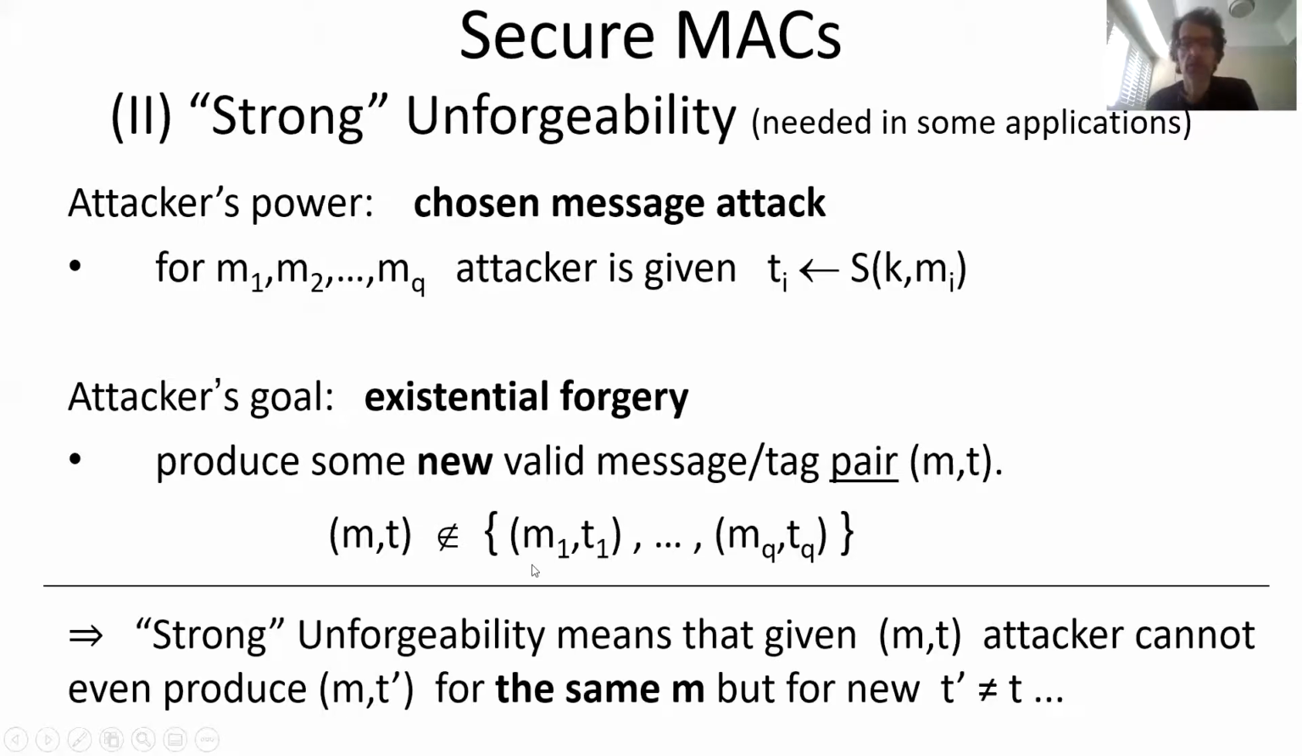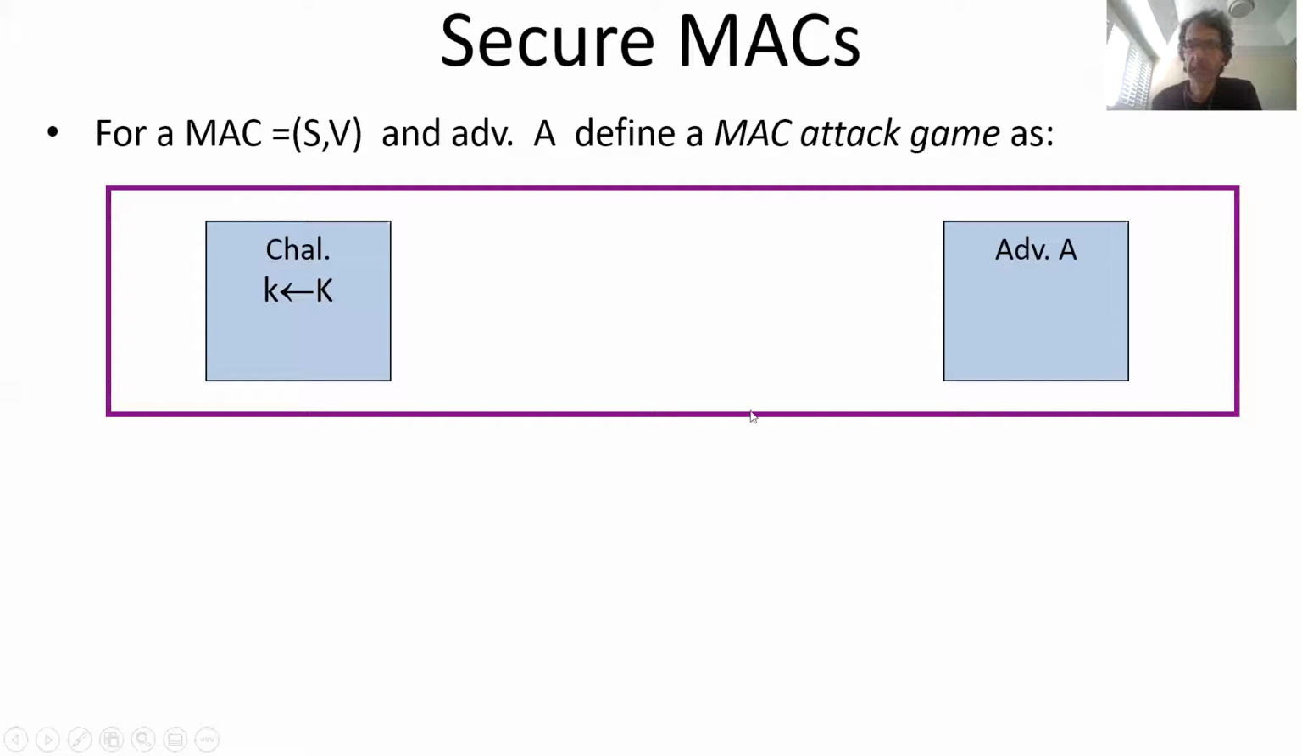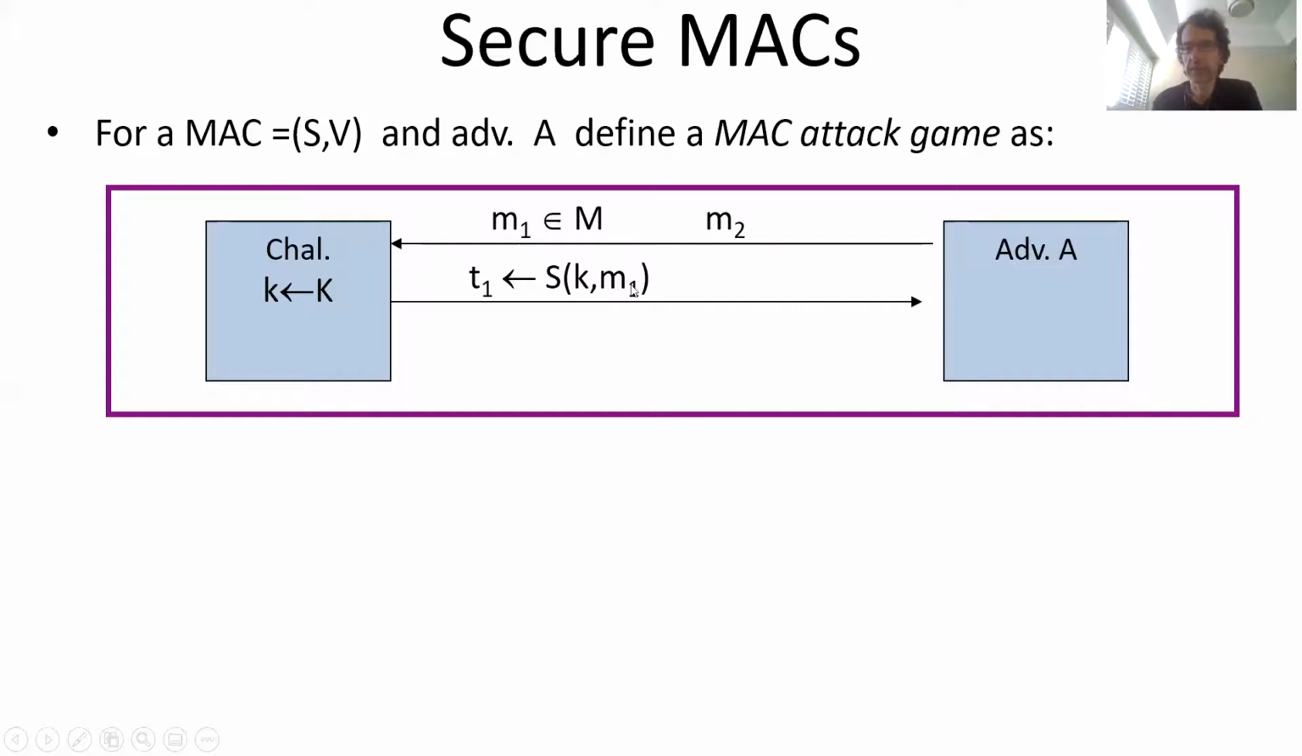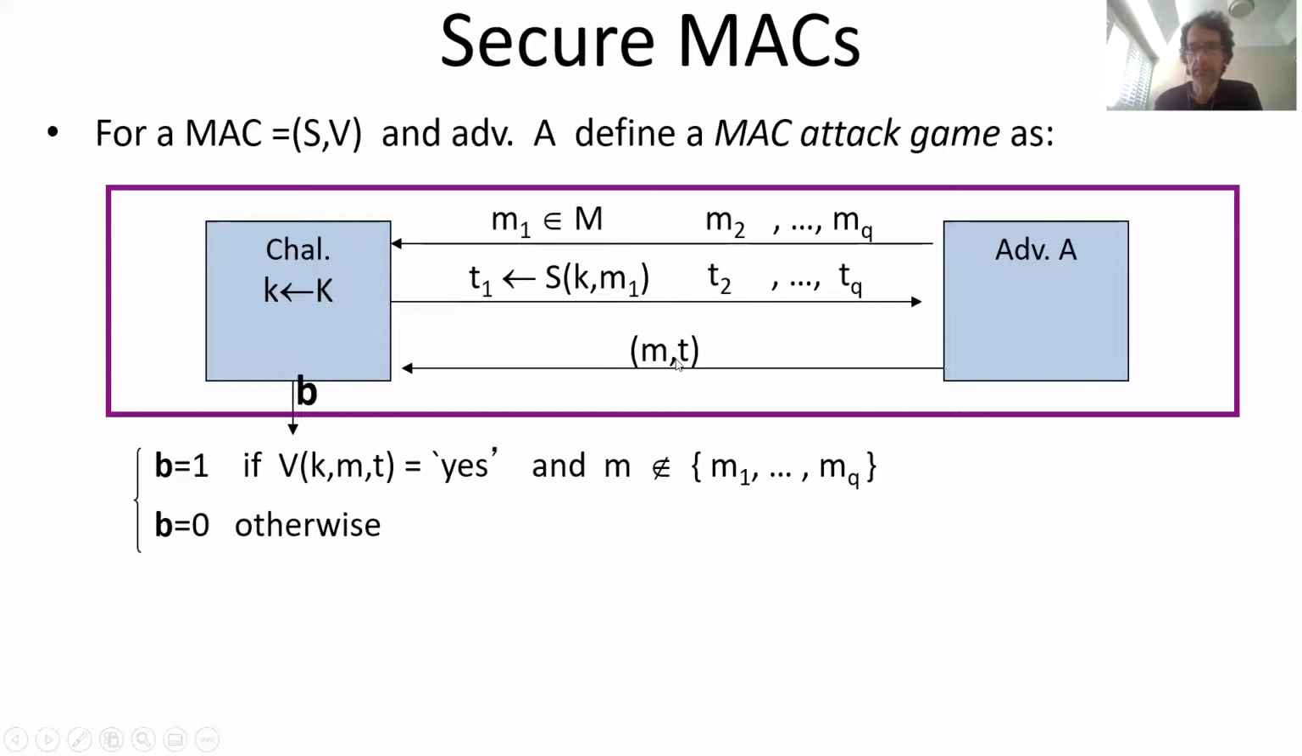Okay, so here is this in a picture. A key is chosen at random from the key space. Adversary chooses any message, gets a tag, chooses another message, gets a tag, etc. Then he outputs a claimed forgery, a message and a tag. The experiment succeeds, so the attacker wins, if this is verified under this key, so it is a proper message tag pair, and the message was not one of these, right? Because that would be a trivial attack.